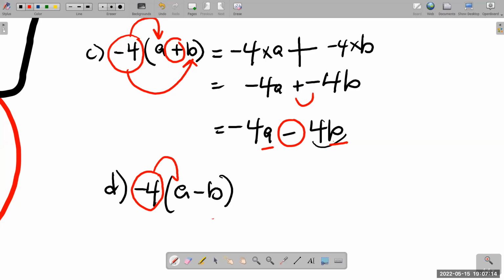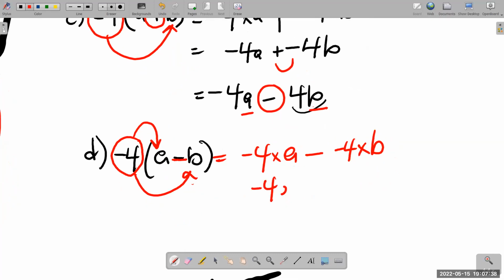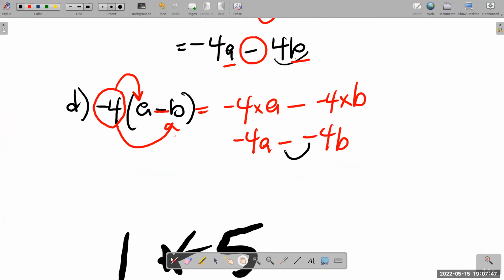So we got -4 times a, right? Minus the -4 times b. So we got -4, the minus. Oh shucks, I forgot the a. Sorry about that. That happens sometimes, eh? So always back check quickly before you move on. So -4 times a, minus the -4 times the b. Same thing, we multiply first. So we end up with -4a minus -4b. Then you see the clashing signs. What are they going to turn into? -4a plus 4b.